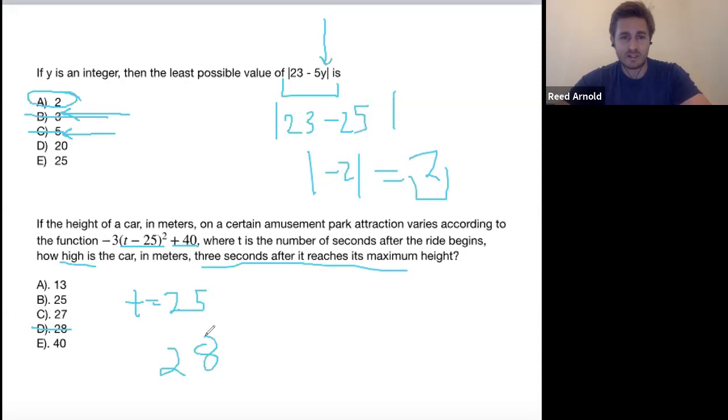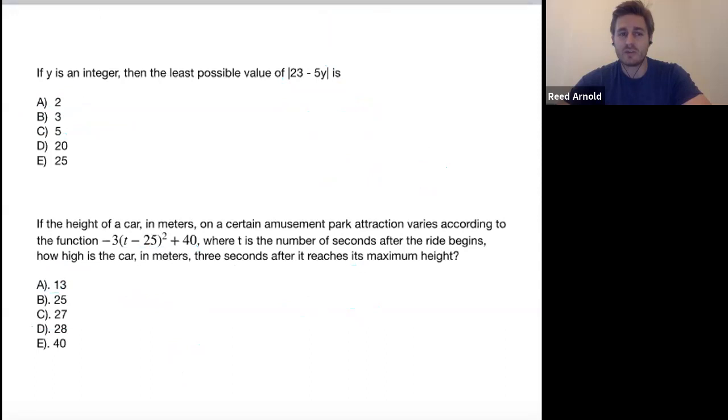I think we did a pretty good job avoiding D here. At 28 seconds, I'm 40 minus 27, because 3 squared times -3. So the answer is A, 13. So just keep track of your inputs and your outputs. Don't answer one when you mean the other.